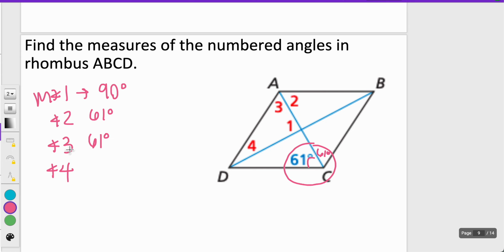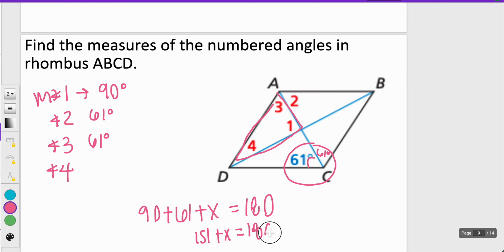And then for angle 4, what we would need to do is think about this as a triangle. We know that angle 1 is 90 degrees, angle 3 is 61 degrees, so what could angle 4 be if that's equal to 180, especially if we're thinking about individual triangles? So 151 plus something equals 180, which means x will be 29. So that's just one way to find it. You obviously can use different ways of finding that too.